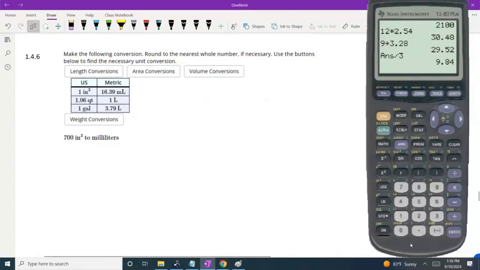All right, number 6. It just says make the following conversions. We are asked to convert 700 cubic inches. So remember that the unit cubed is a volume measurement, right? It might not be apparent, but I clicked on the volume conversions and it just brought up the conversions from volume. So I do see that there is a direct conversion from cubic inches to milliliters.